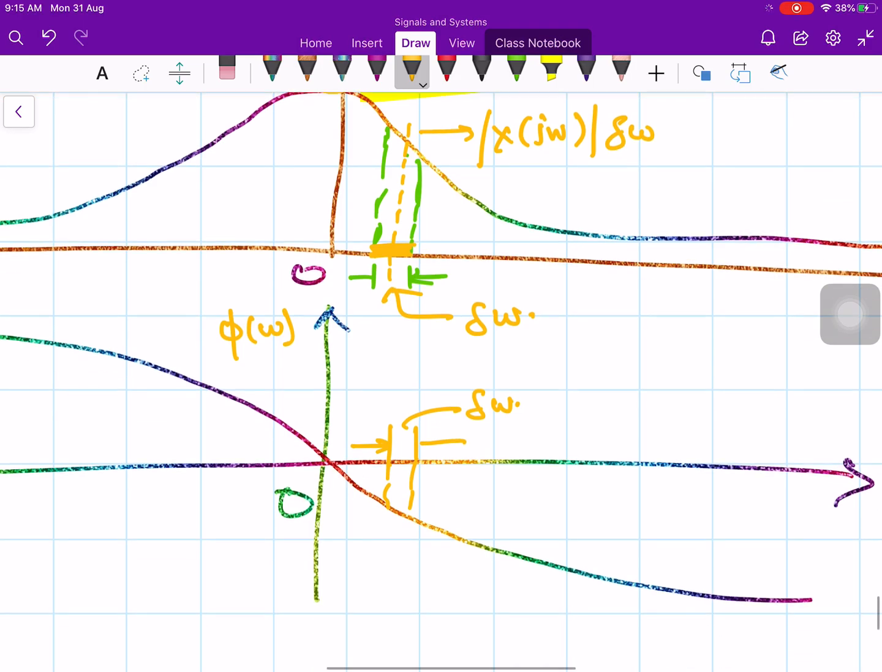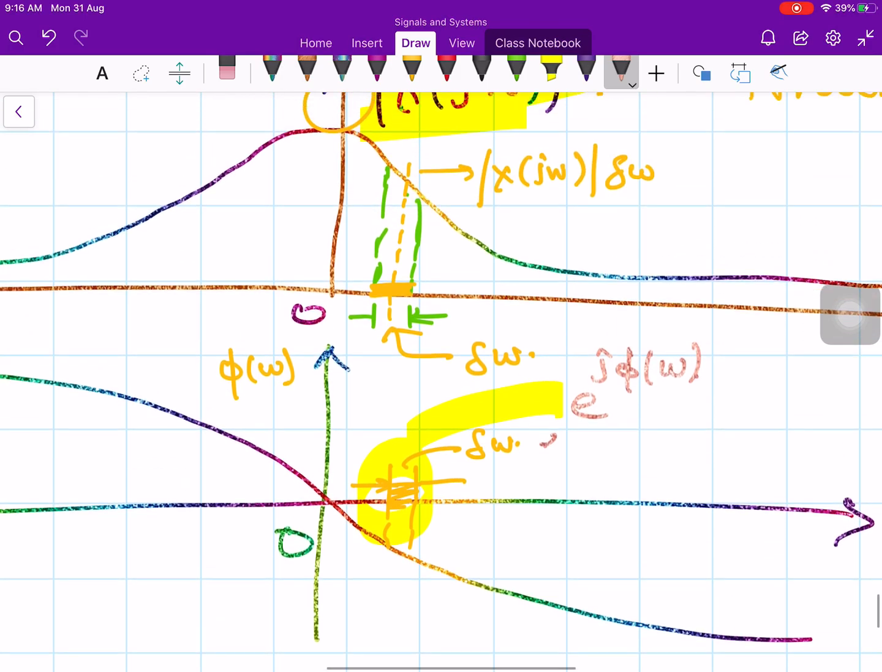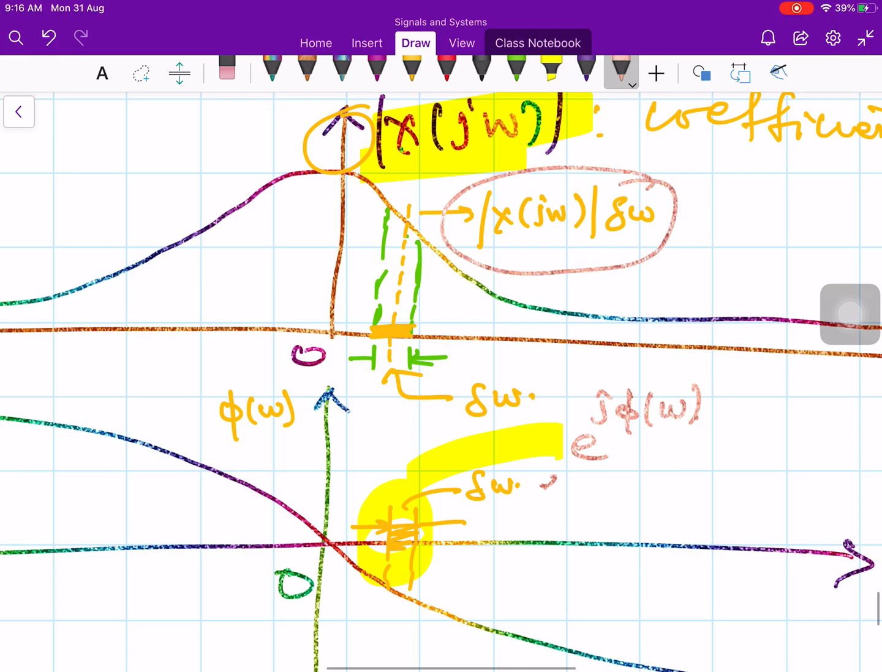And in the same interval you have the phase. What is that phase? That phase is e to the j times phi of omega. So it has the magnitude of this guy and it has the phase of that guy over the small interval. I cannot take a single point. At the single point the value is 0. In the continuous case, if you take the single point, that value is 0. So I need to consider only an interval. That's why I took a very small interval.